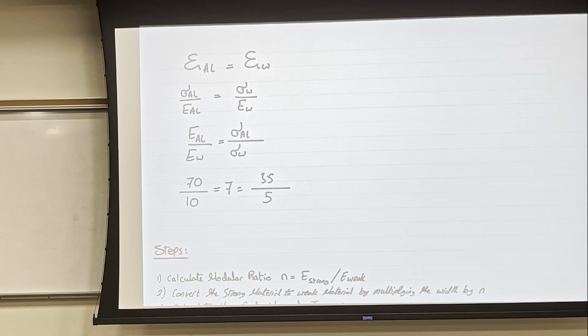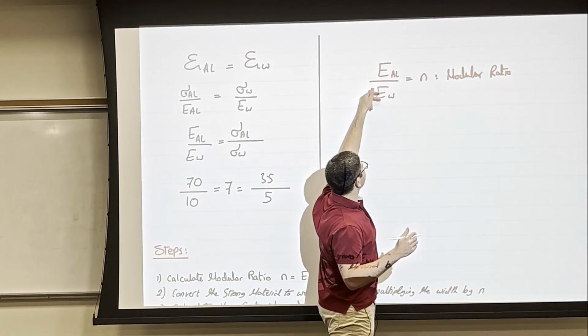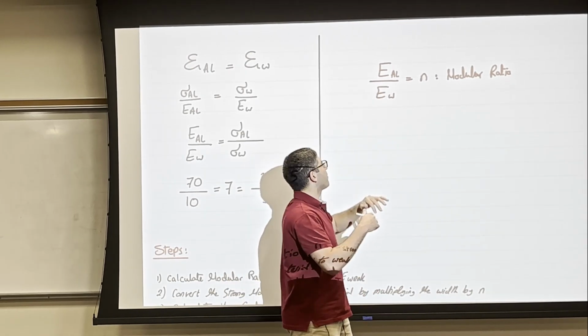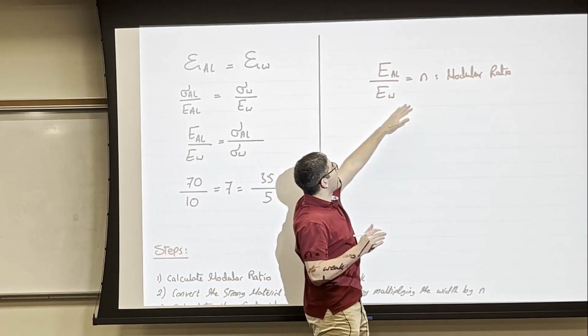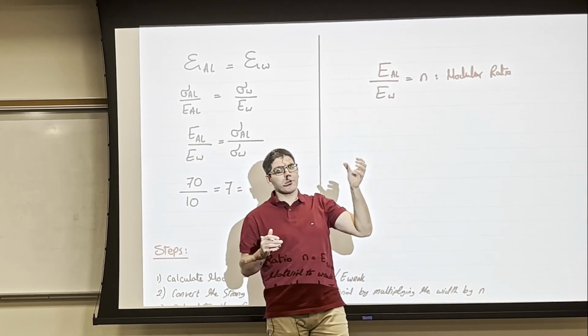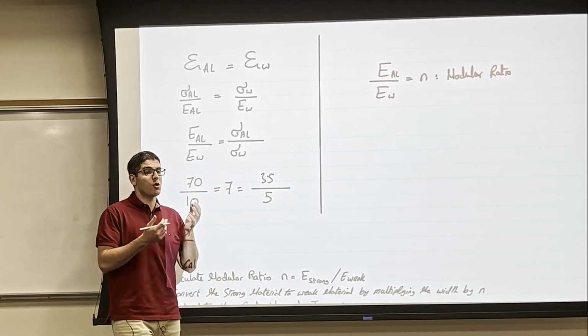This ratio, we call it the modular ratio. So the modular ratio is E of a material over, for example, aluminum over wood, and we call the ratio n. In the book, they put the modular ratio as E wood over E aluminum, and sometimes E aluminum over E wood. In different words, you can have n as the modulus of elasticity of a strong material over the modulus of elasticity of a weak material, or the opposite.